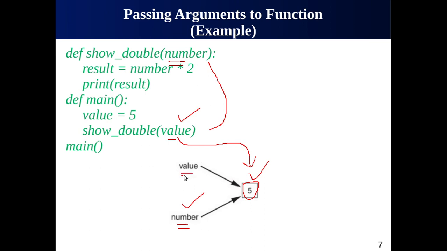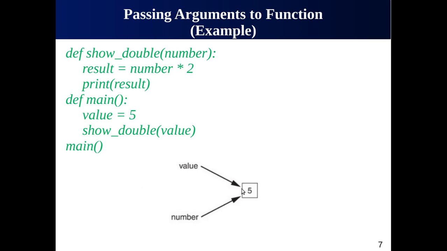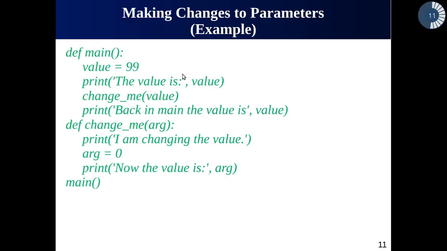This is something very technical. Both the parameter and the argument refer to the same value, but any changes that are made to the parameter variable will not affect the argument. To demonstrate this concept, let us see an example.